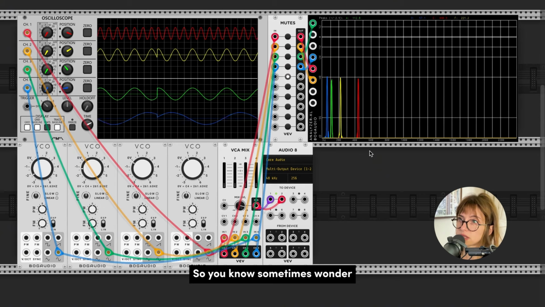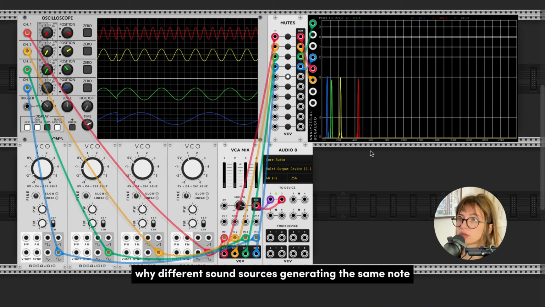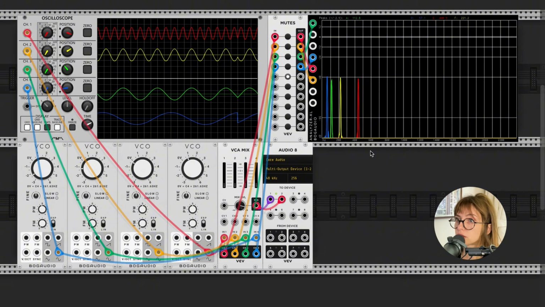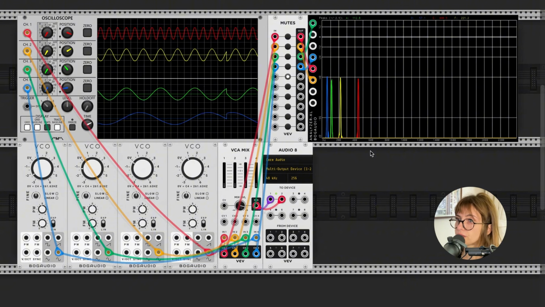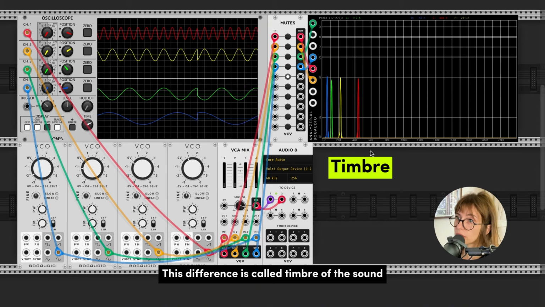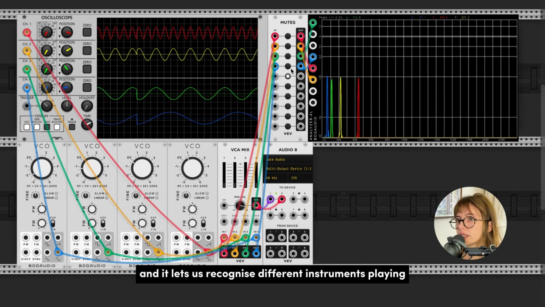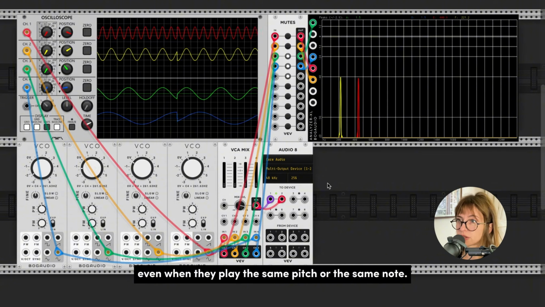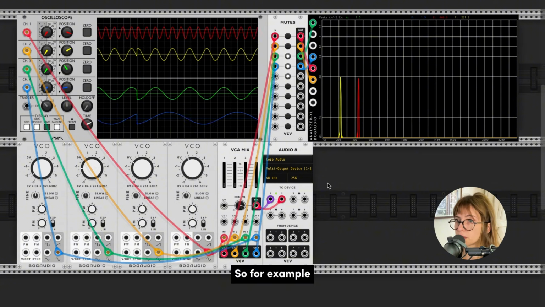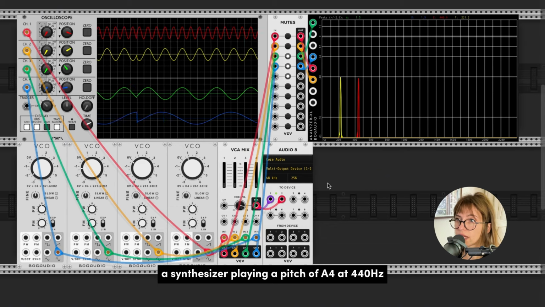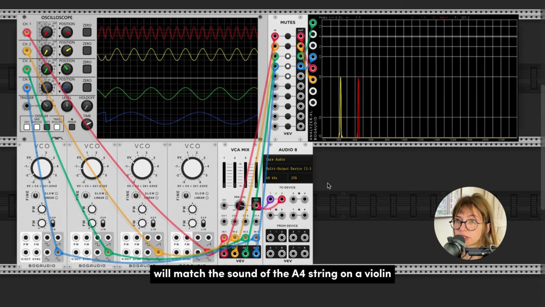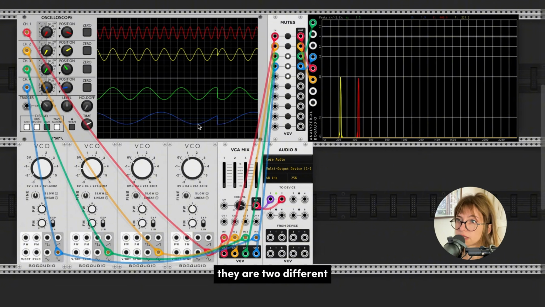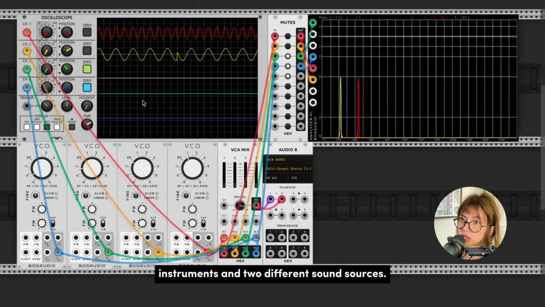So you may sometimes wonder why different sound sources generating the same note or the same pitch match, but the sound color is different. This difference is called timbre of the sound, and it lets us recognize different instruments playing even when they play the same pitch or the same note. So for example, a synthesizer playing a pitch of A4 at 440 Hz will match the sound of A4 string on a violin, but you will recognize there are two different instruments or two different sound sources.